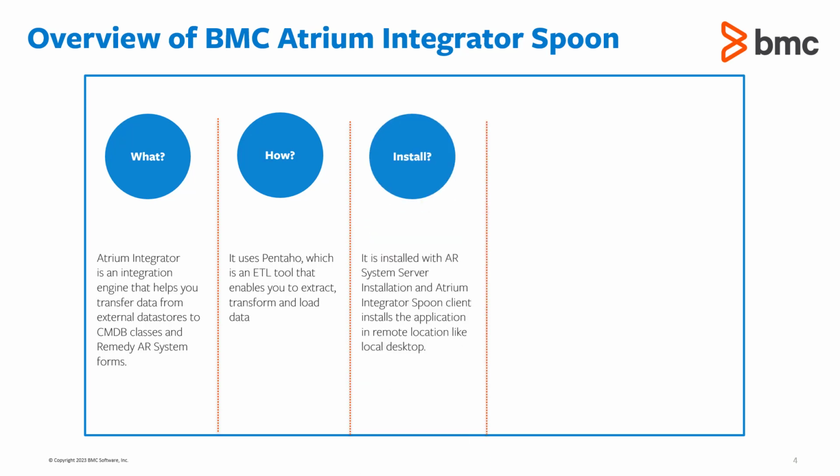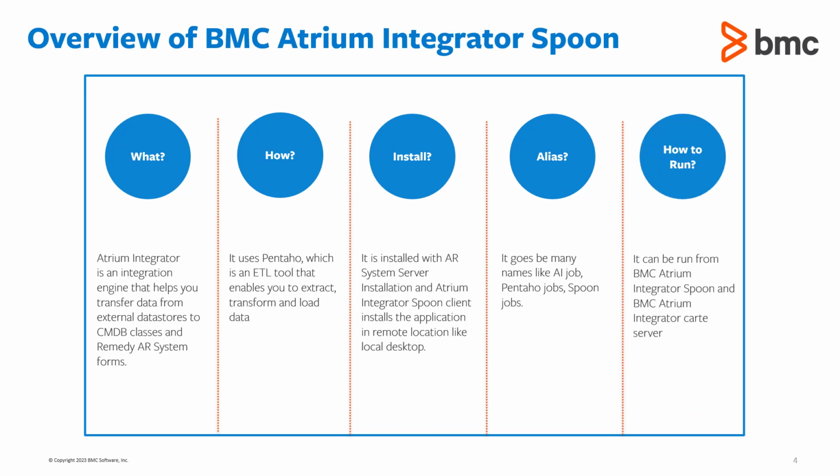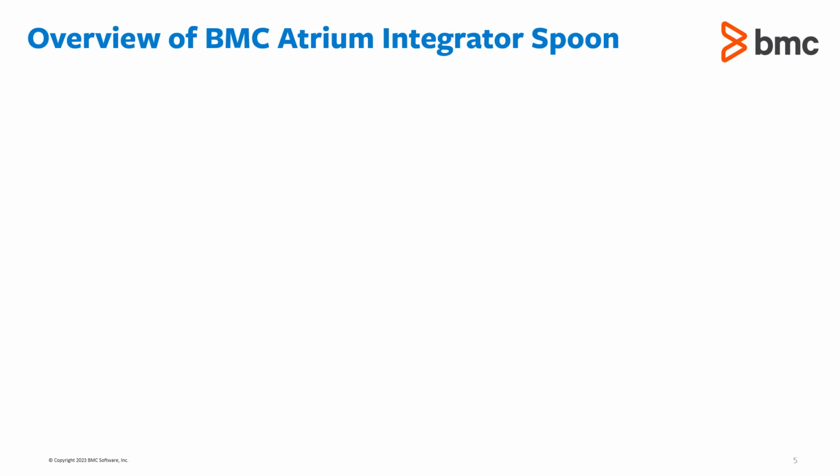AI Spoon client is installed on server with AR server's installation. And for installing it in local system, we need to install Atrium Integrator client. The jobs created in Spoon client are also known as Pentaho jobs, Spoon jobs, AI jobs, and many more. AI jobs can be either triggered manually, directly from Spoon client, or it can be scheduled from CMDB console using Atrium Integrator console. Now let me show you few examples of available steps that are used for data extraction, transform, and load.